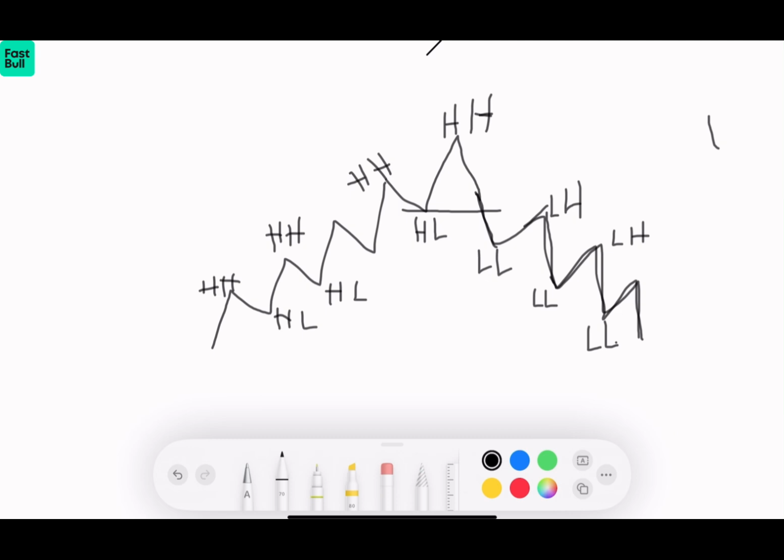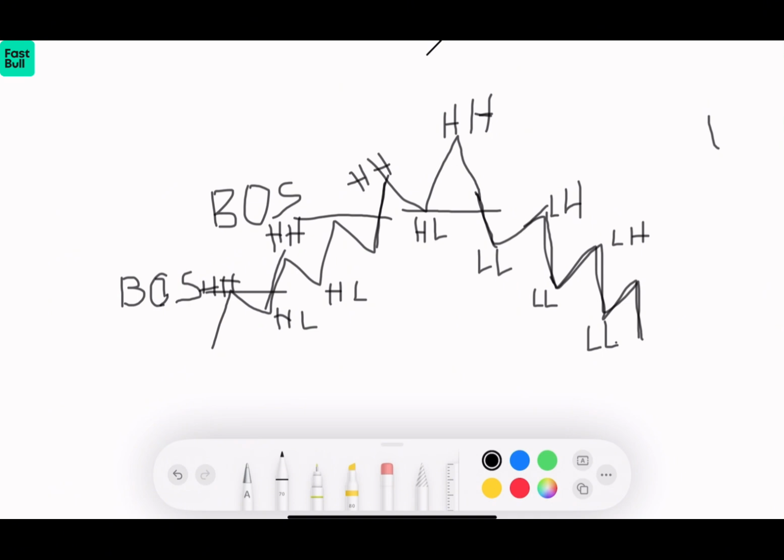Every time a higher low breaks the previous higher high, it is called a break of structure, denoted with BOS. So that is a break of structure. Every time market breaks this higher high level, it is a break of structure, denoted in BOS. So now this is break of structure and market change of character.